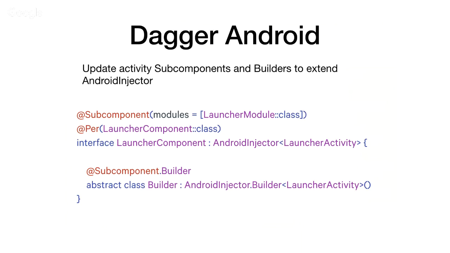Next, we're going to update our subcomponents. So we're kind of killing the whole pattern we had before with the manually defined builder interface with all the build methods. Instead, we create a new builder inside of our subcomponent that's an abstract class this time, and it implements the Android injector builder. And this is going to be scoped for our class. Here I'm using an activity called launcher activity, so I'm having a launcher component and all that in a launcher module. So all the connections are pretty much the same, except our component implements Android injector of the activity, and our builder implements Android injector.Builder of the same activity.